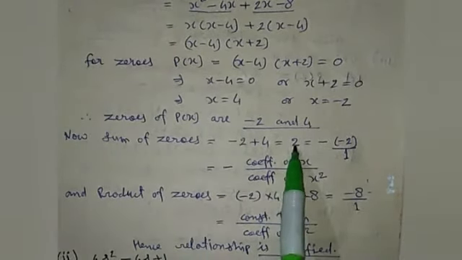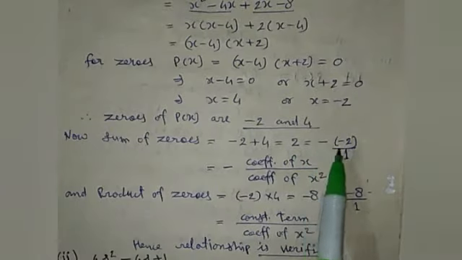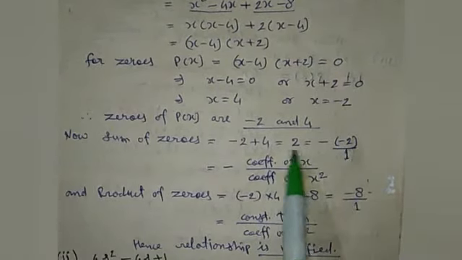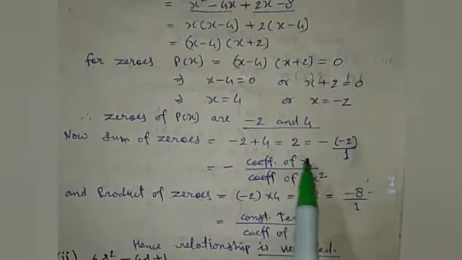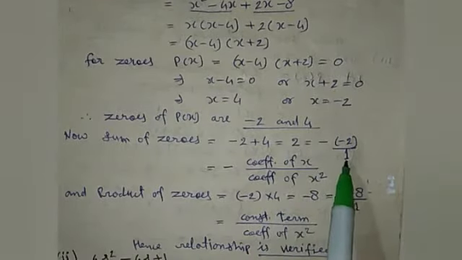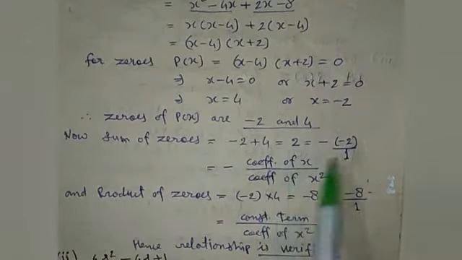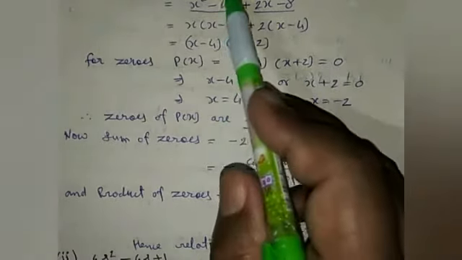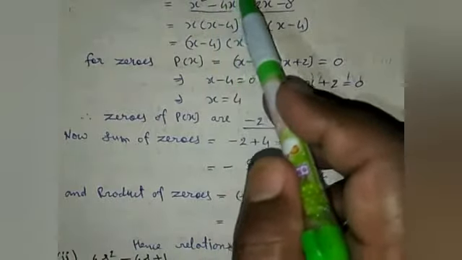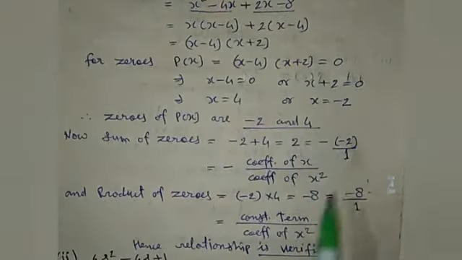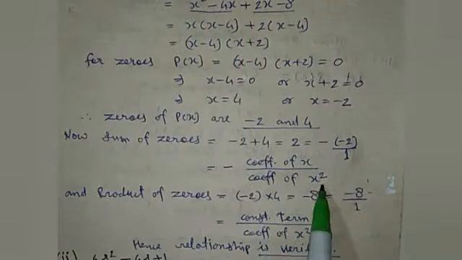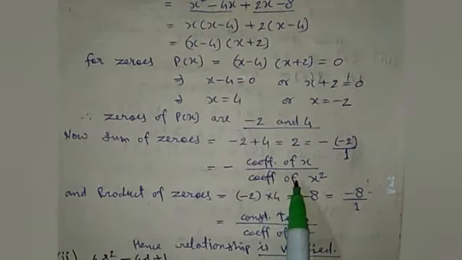So you have to put it in the form of minus (minus 2) divided by 1, because there is no number in the denominator, so you can take the denominator as 1, and compare this. It is equal to minus, with the sign, and minus 2 is the coefficient of the middle term, meaning the coefficient of x, and 1 is the coefficient of x square. So divided by the coefficient of x square. In this way the first relation is verified.